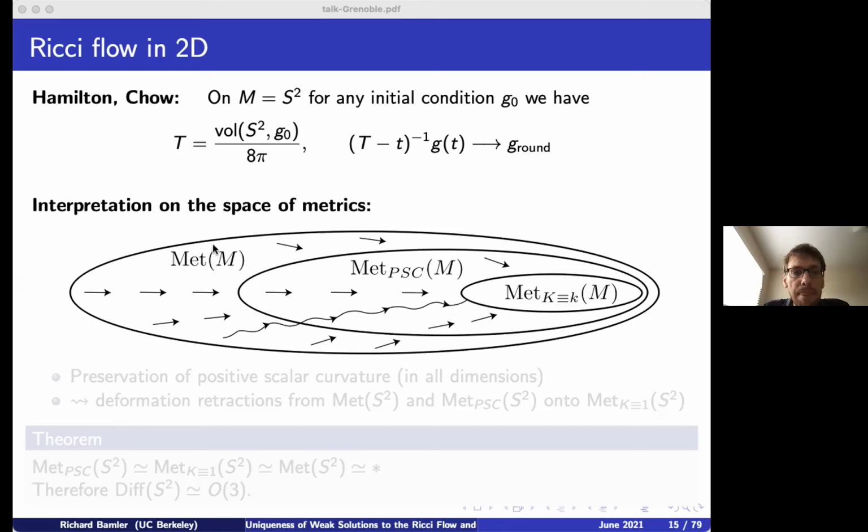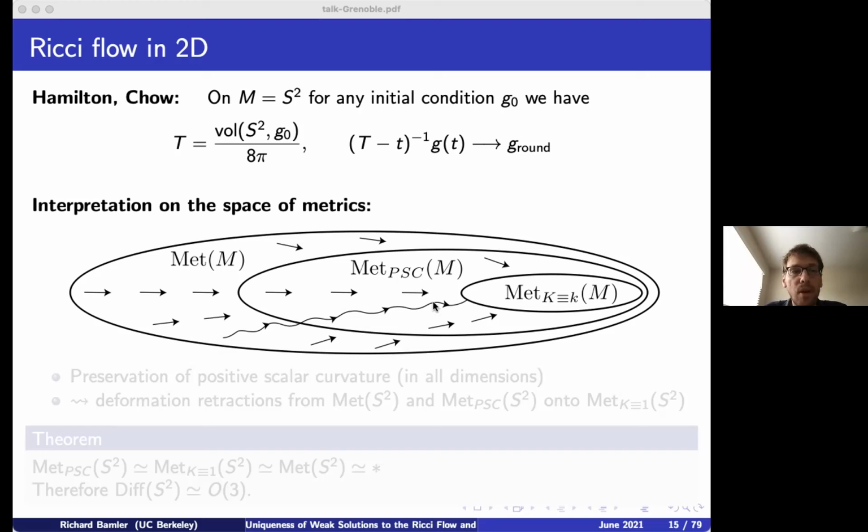What I tried to draw here is, this big circle should indicate the space of all metrics on the two-sphere or on any manifold. And then this medium circle should indicate the subset of all positive scalar curvature metrics. And then the smaller circle indicates the set of all constant curvature metrics, or positive constant curvature metrics, on M. If we take this picture, we can view Ricci flow as some kind of dynamical system on this space of metrics. Okay, so Ricci flow is essentially some vector field, and its trajectories are solutions to the Ricci flow. So this is here some kind of trajectory.